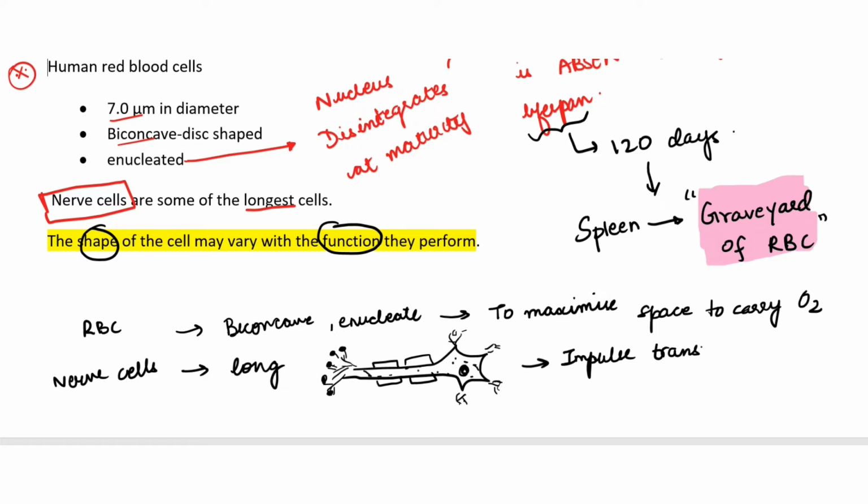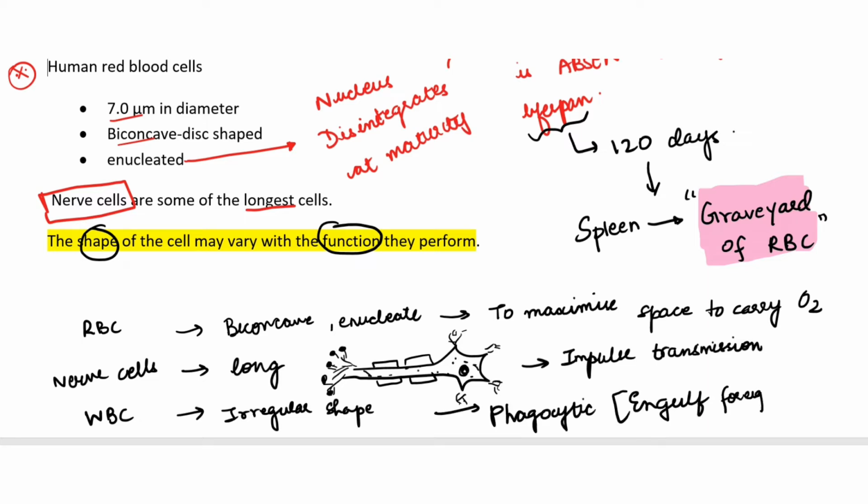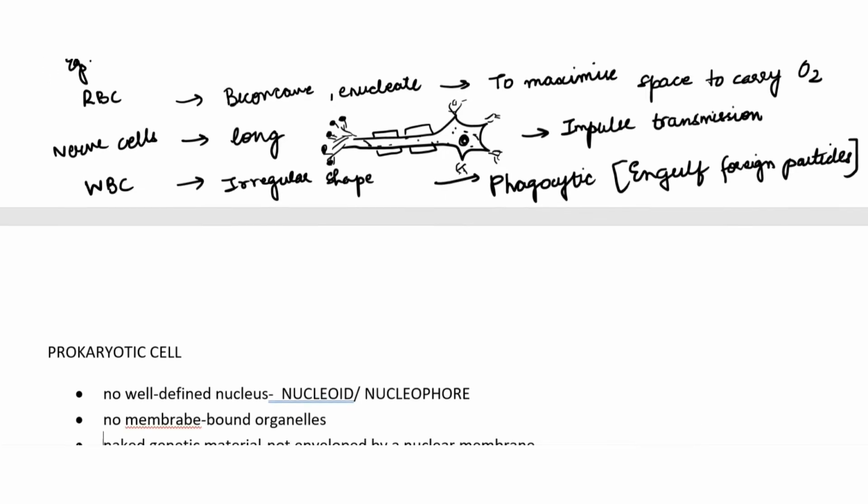And let's take another example, WBC. They are of irregular shape. They are like amoeboid shape. So why so? Because they perform the role of phagocytosis. They engulf foreign bodies, foreign particles, and they help in increasing our immunity. So the shape varies with the function of the cell. Okay. So let's talk about a prokaryotic cell more in detail.